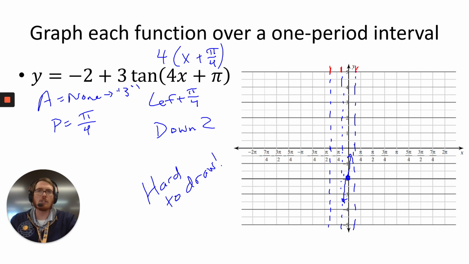So when you're dealing with tangent and cotangent, these examples should help in terms of figuring out the amplitude type number. Okay, remember there's still no amplitude because the graph goes up and down forever. But you can figure out what the period is, you can figure out the phase shifts left and right, and you can figure out if there's a vertical shift up or down.